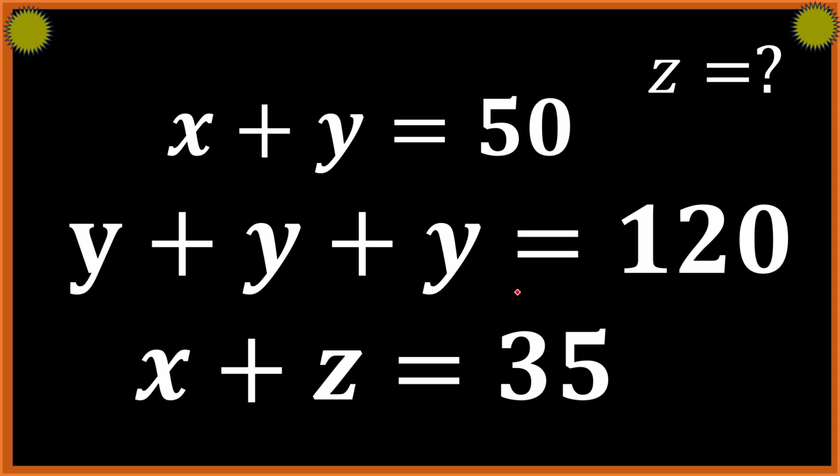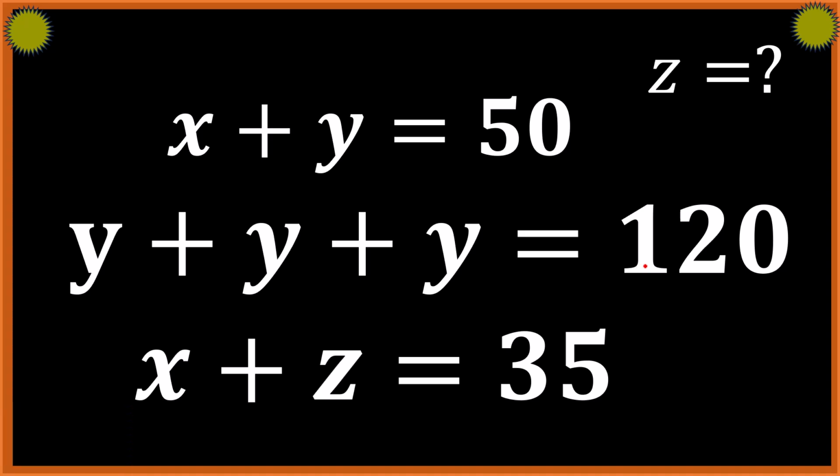Let's solve this question together. We are given x plus y equals 50. Then y plus y equals 120. And x plus z equals 35.